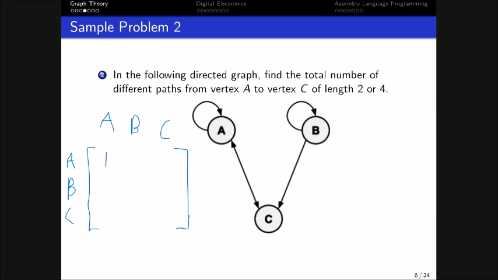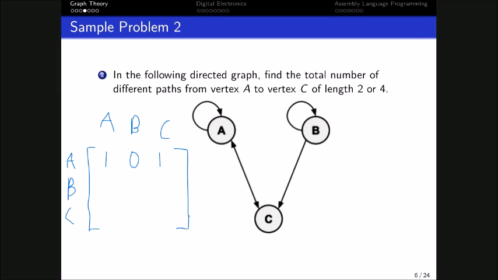So that means A can get to A with only one edge. It only needs one edge to get from A to A. Now if we go from A to B, there's no edge connecting A to B directly, so that's 0. There's no way to get from A to B in one edge. And A to C, there is an edge going from A to C, so we can write that.